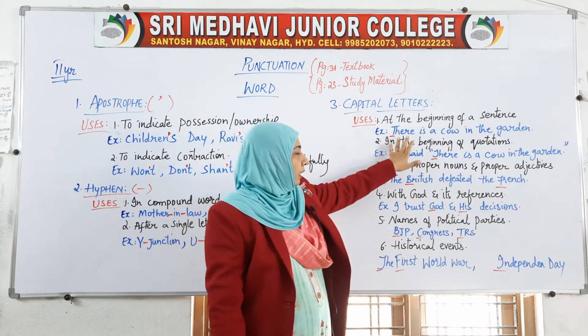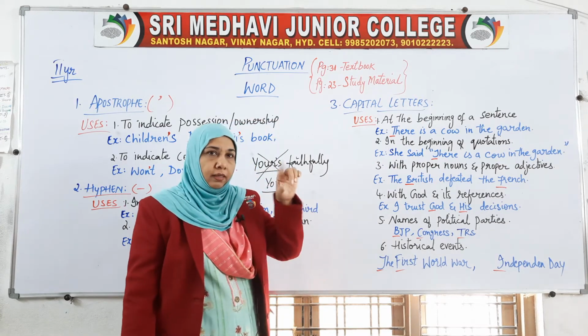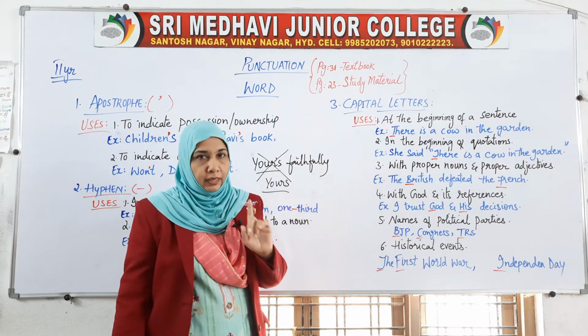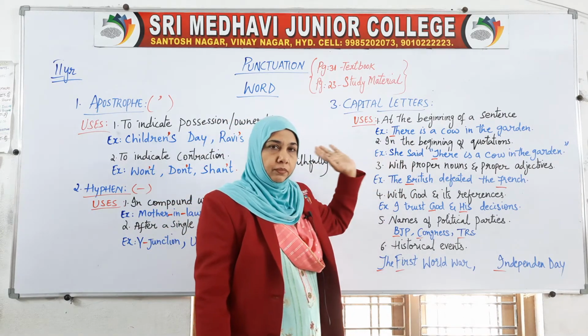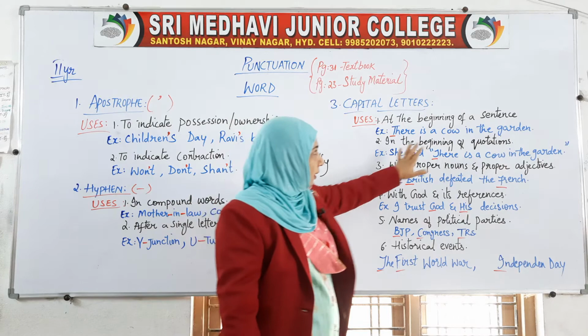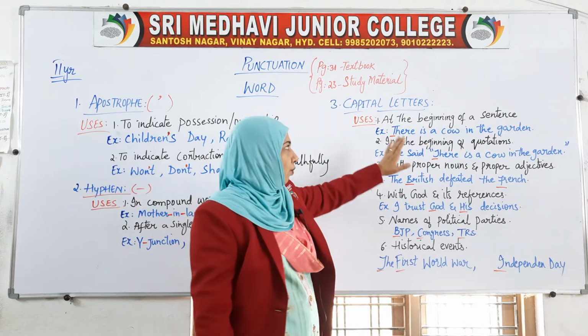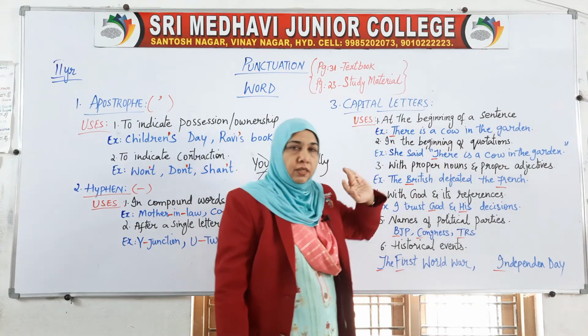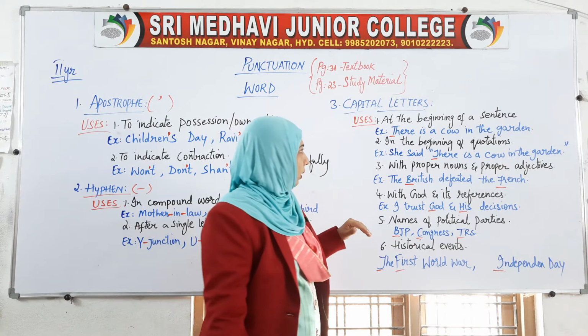Like I have given one example here. There is a cow in the garden. There, the T should be capital. The rest of the words you can write in small letters, except this C. C is again a name, a noun. So if you want, you can go for that. Otherwise, there is no need for capitalizing the C, because it is not a proper noun. It is a common one.